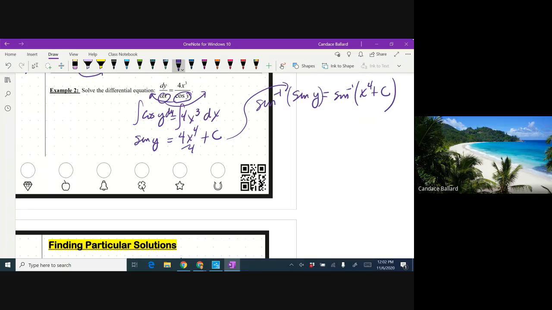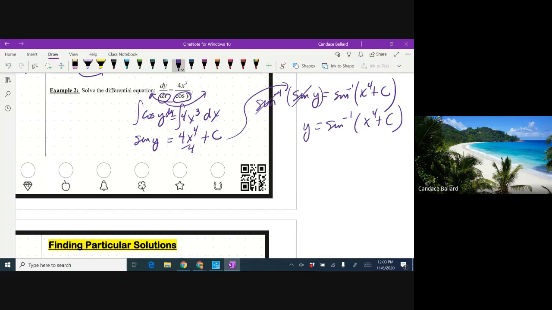So these guys cancel. You've got y equals sine inverse of x to the 4th plus c. My sine inverse, that one is just a little gigantic, isn't it? All right, just like that. And like I said, you can do arc sine if you wanted.